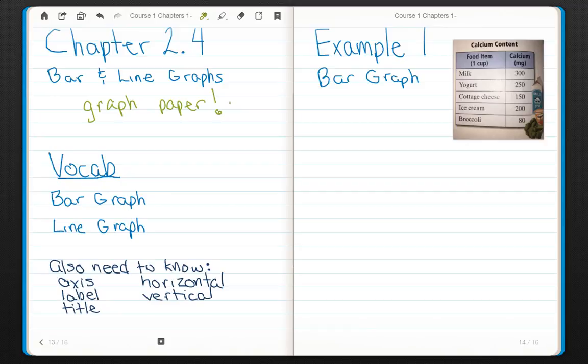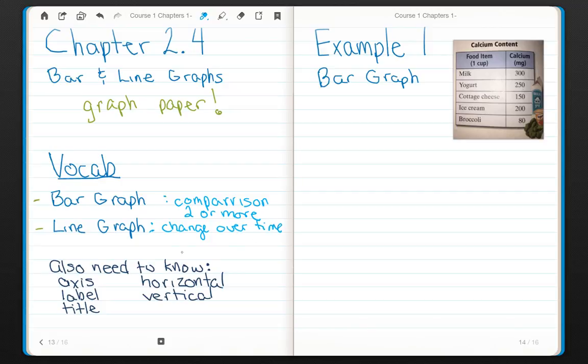So the vocab for this lesson, we have two. We have bar graph and we have line graph. Now it's important to understand when you are going to use each. A bar graph is used for a comparison, when you are comparing two or more things. A line graph is used to show change over time.